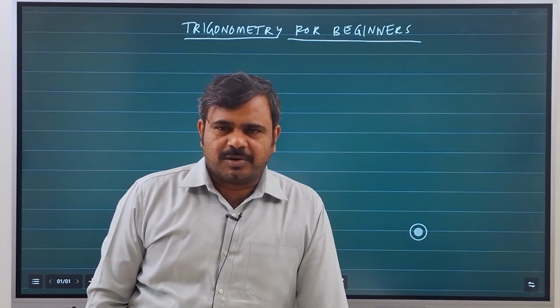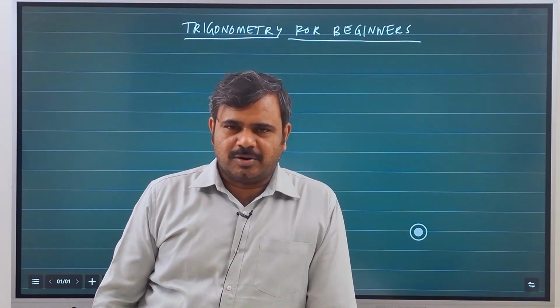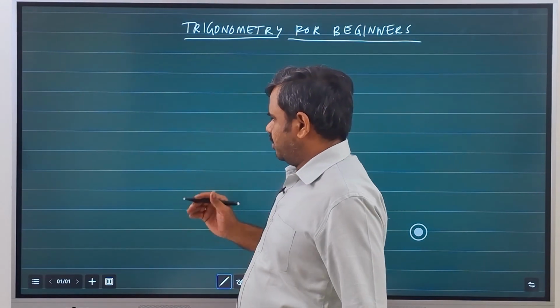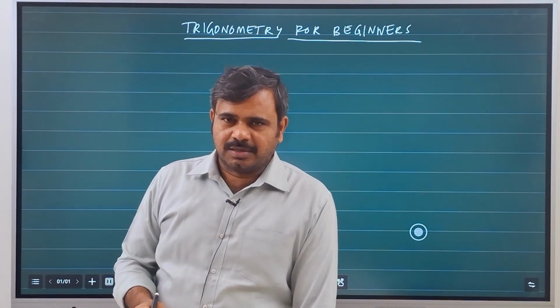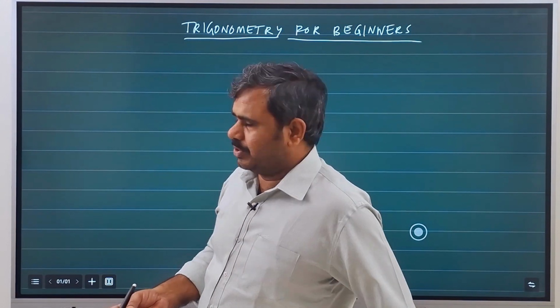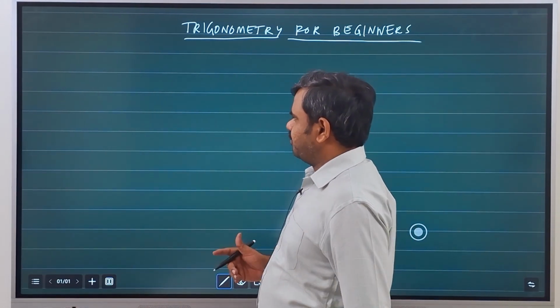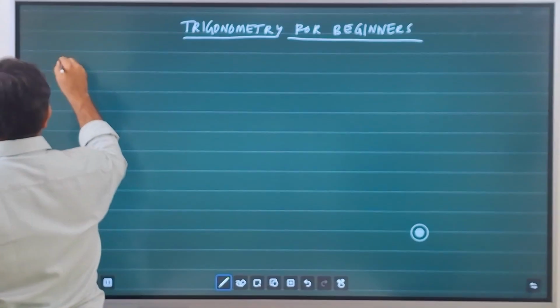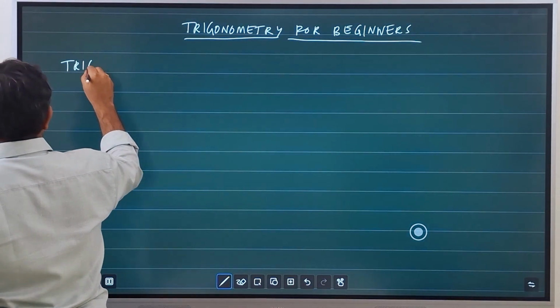In this topic, we are going to start trigonometry from zero. So the basic definition of trigonometry: angle, two different ratios, trigonometric ratios. So we'll start from there. First of all, we need to understand what is trigonometry.